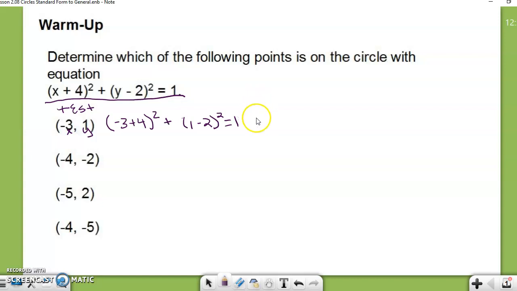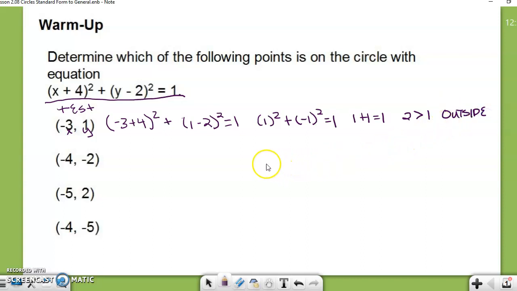And I would end up with 1 squared plus -1 squared equals 1. 1 plus 1 equals 1? Nope, 2 is greater than 1. So this one is going to be outside the circle.